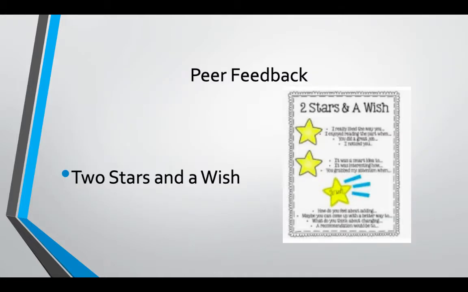This is a very useful beginning piece for peer and self-assessment. Two stars and a wish. In other words, two things that you can see on your work or your peers' work that they have done really well. And then a wish, and that is, I wish next time you do this work, or I wish next time I do this work, I would strengthen it in this way. So two stars and a wish is a simple and clear way to begin giving self and peer assessment.